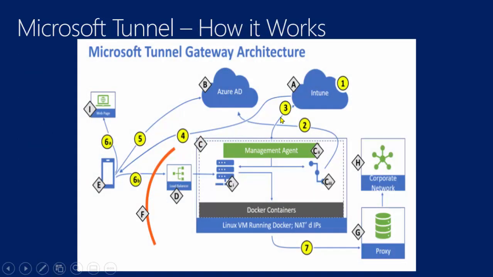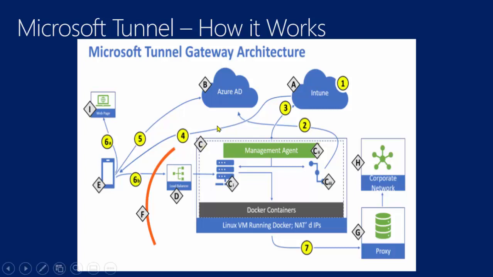So here's a little bit about how this works. It's a kind of busy diagram, very informative diagram. Let's walk through this quickly. We're going to start by looking at the components, and then we'll look at the flow through those components whenever the tunnel is instantiated and used. The first component is A, and that is Intune. The next component is B, and that's Azure AD. Component C will be your Linux server that has Docker running on it.